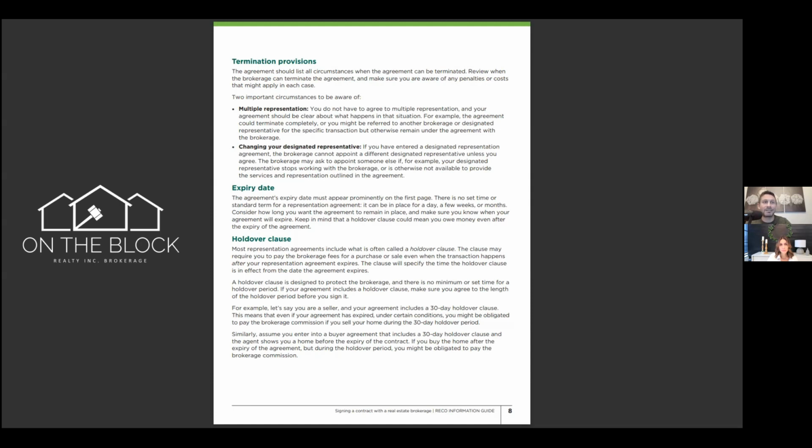For example, if there's a 30-day holdover clause, you may still have responsibilities to the brokerage even if you sell or buy a property a few weeks after the agreement has expired. This clause is meant to protect the brokerage, and it should be discussed and understood.